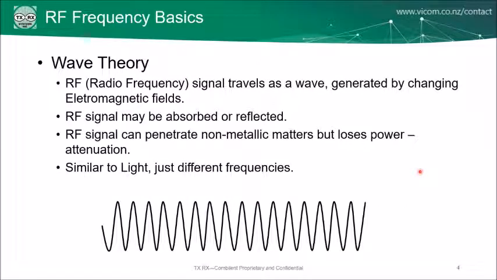So, the first thing as far as wave theory is that all radio frequency energy travels as a wave. It's generated by electromagnetic fields. Anything within an electromagnetic field, such as a motor, power lines, generators, any of that can create RF energy. The RF signal can be absorbed or reflected by different materials. It can penetrate non-metallic materials, but it loses power. A good way to think of this is your cell phone when you're in a giant metal building. You get no signal in the middle of it. This is similar to how light works, just different frequencies, and of course different materials affect it differently.